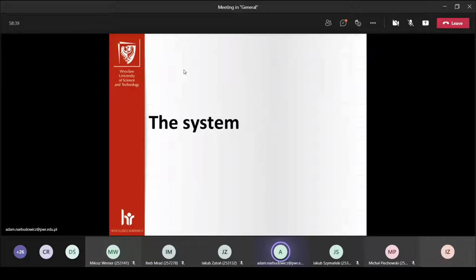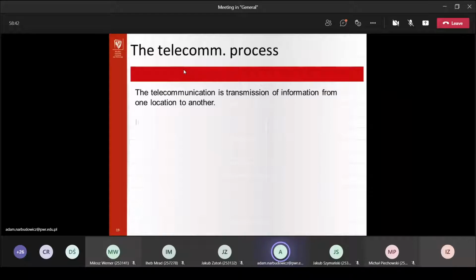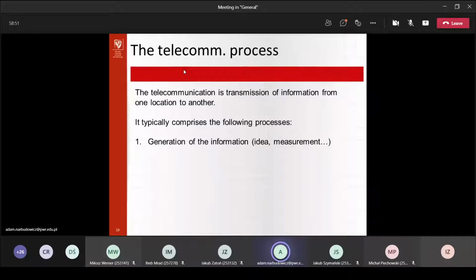Okay. All right. So again, the telecommunication system, the point is to transmit information from one location to another. And okay, firstly, to transmit information, you need to have that information, right? So the generation of information is the first step. And from our point of view in the telecommunication, we don't really care that much what that information is, right? So it can be some idea, it can be some measurement, it can be voice, it can be data. It doesn't really matter what it is.